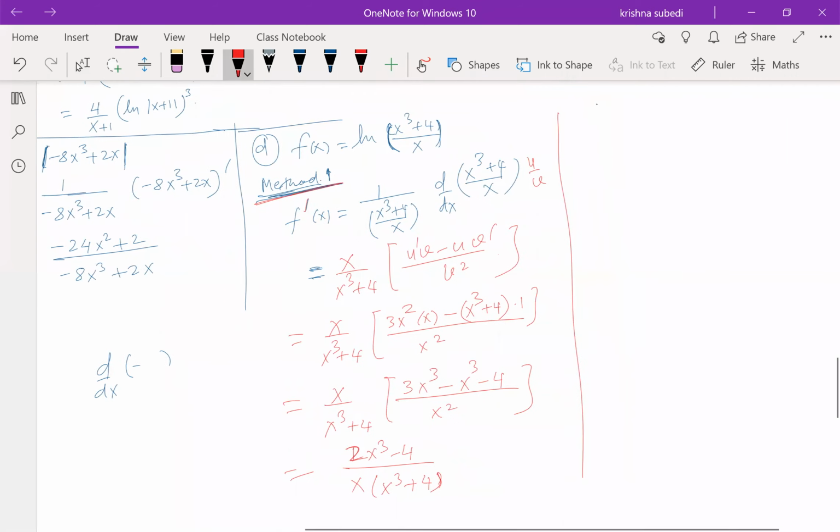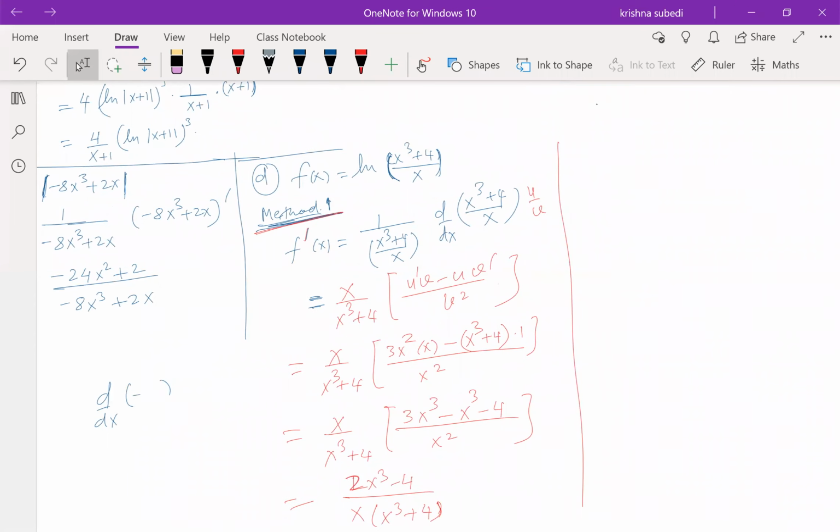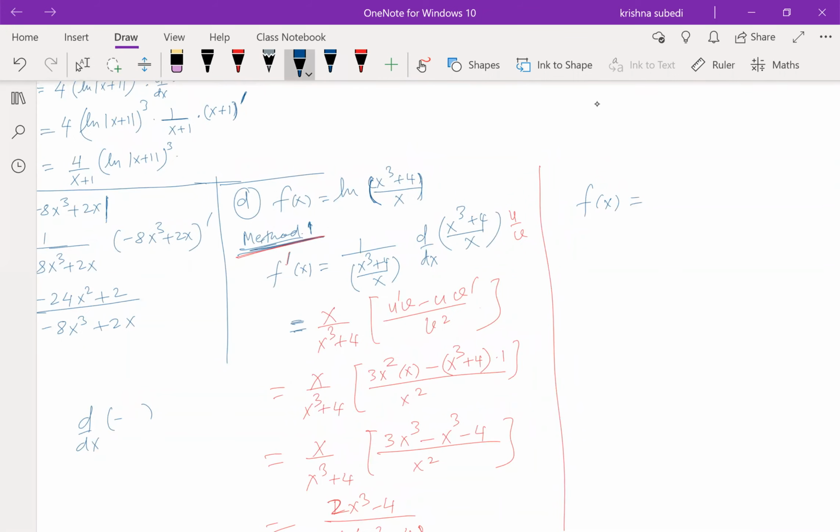Anyway, but you know what? If I were you guys, I would do this problem in a different way. If I were you, what I would do is this. You see the rule, ln of x over y equals ln x minus ln y, right? We know this. So I will use that rule. So I'll get ln of x cubed plus 4 minus ln x. I just do that using this rule.